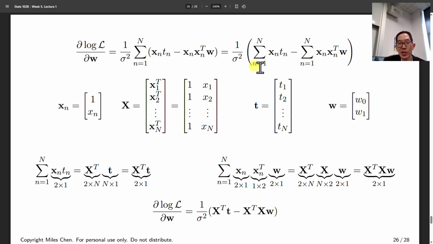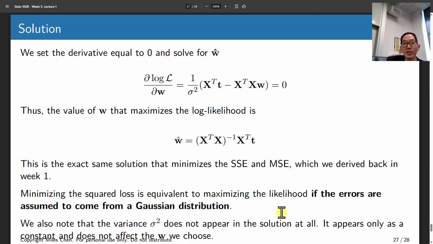And so anyway, this whole thing with the summation here and the summation there can be simplified. We can get rid of the summations, use the convenience of matrix notation, and have big X transpose T minus big X transpose X times W. And this is the derivative of our log likelihood with respect to W. So at this point we say, all right, we want to set this equal to 0 and solve for W. So that's what we do.